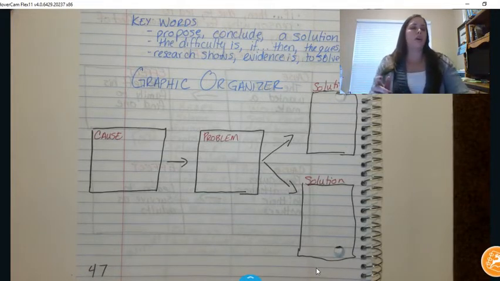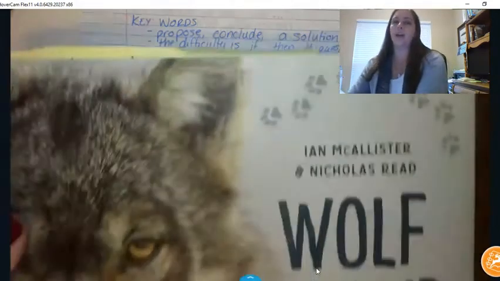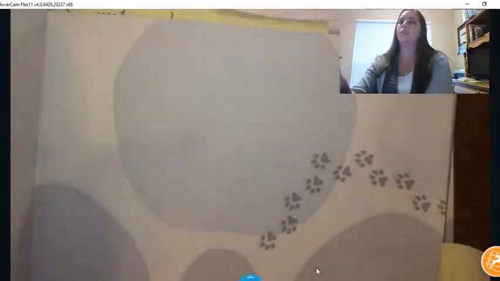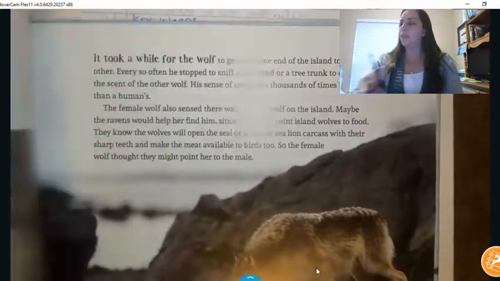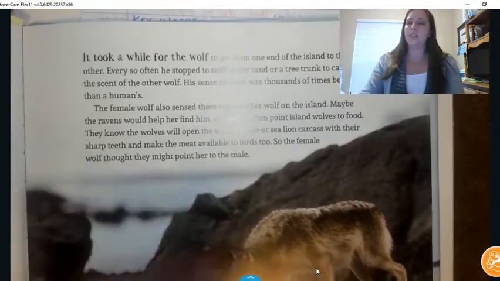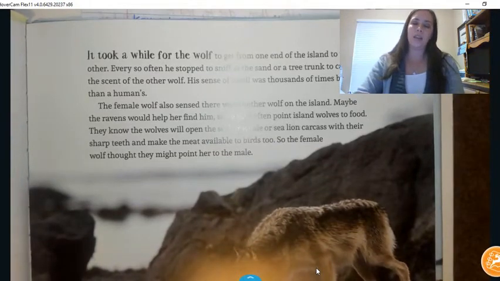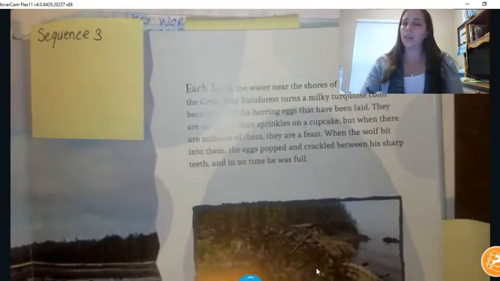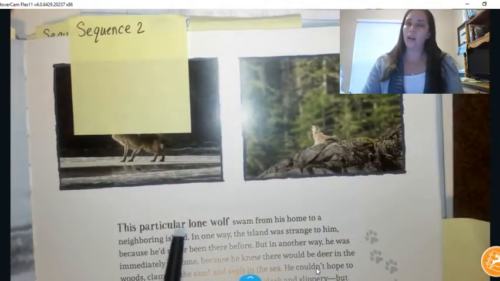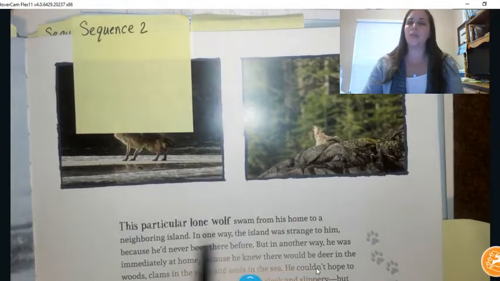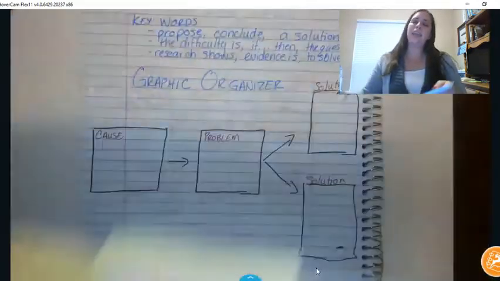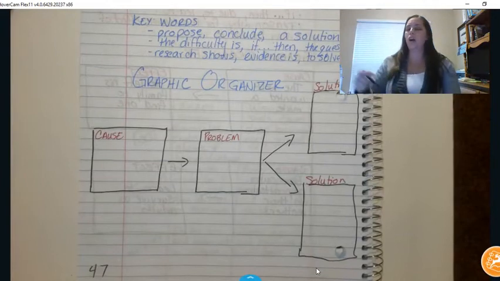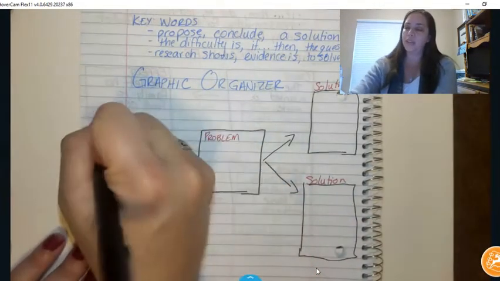All right, so when we're talking about this, we're actually going to be using not A Bear's Life, but the Wolf Island book. And when we looked in the Wolf Island book, one of the very first things that happened is that the wolf ended up leaving his family. So this particular lone wolf swam from his home to a neighboring island, and he was all alone. So the cause was the wolf left his family.